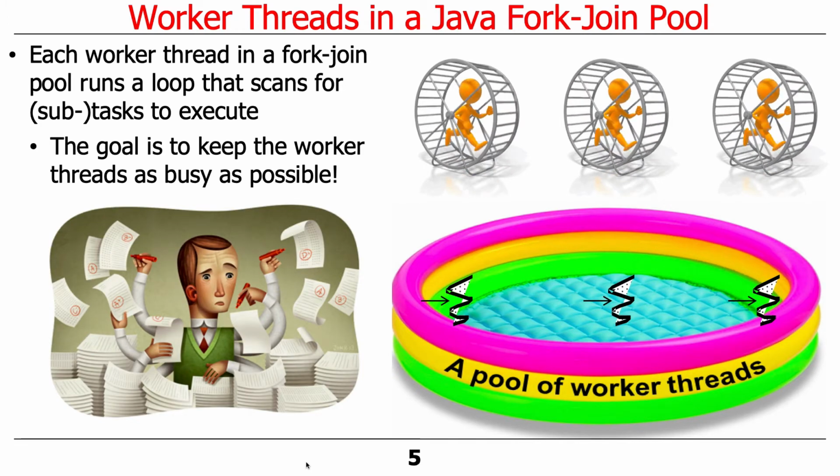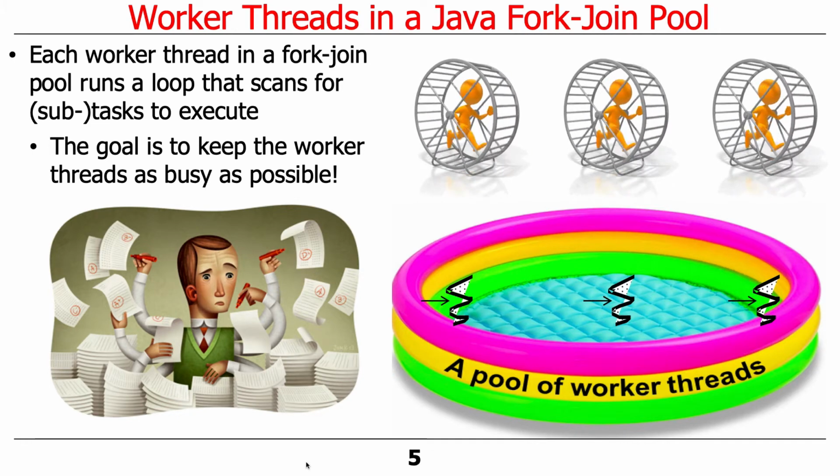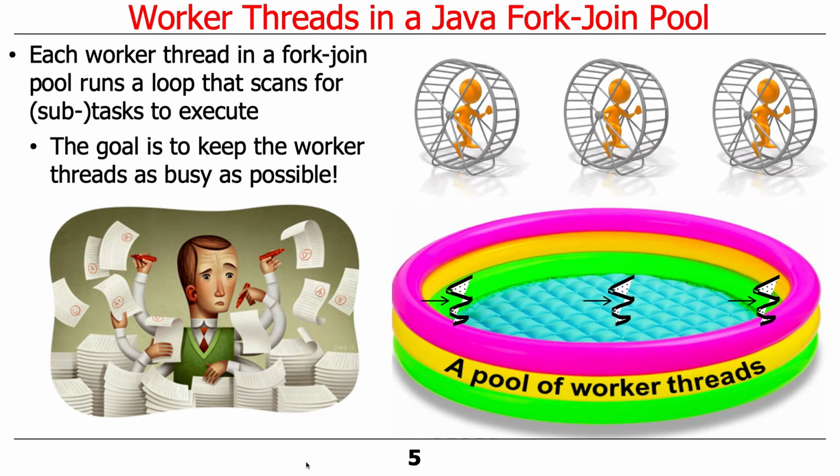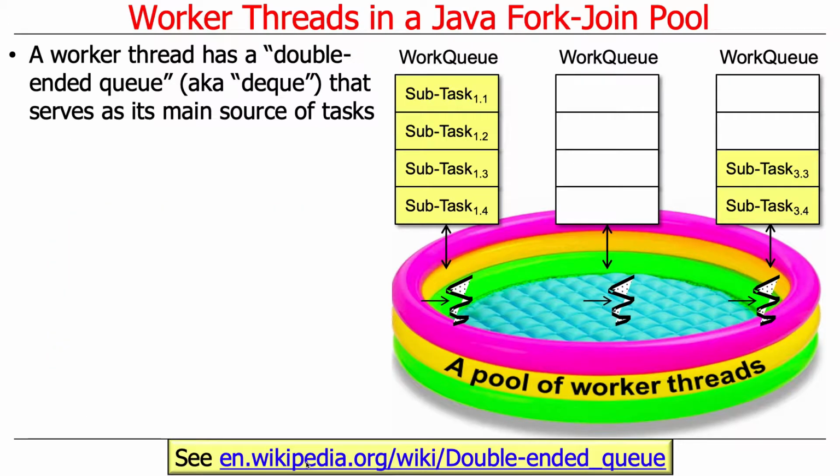The reason why it's the right metaphor is that the goal is to try to keep the worker threads as busy as possible. So we want them to always have something to do. So how does this work? Well, you've got this pool of threads. Remember, the work gets into the pool of threads by some non-fork join task client saying, here, I'm going to submit a fork join task, or I'm going to invoke a fork join task, or I'm going to execute a fork join task. So somehow stuff gets into the pool of worker threads.